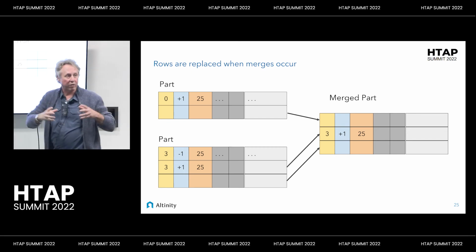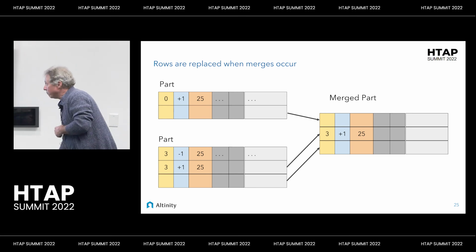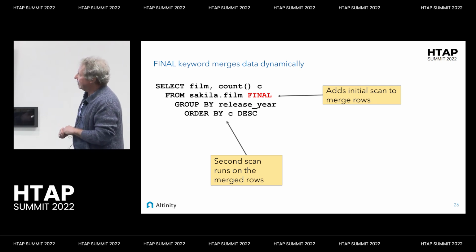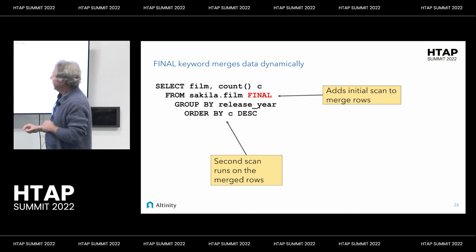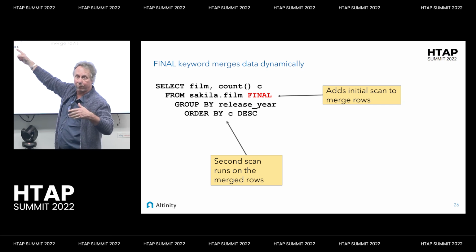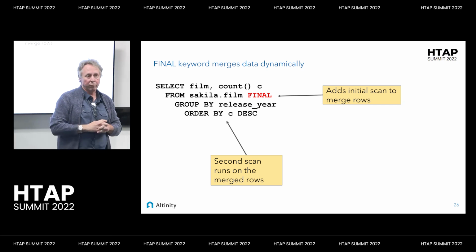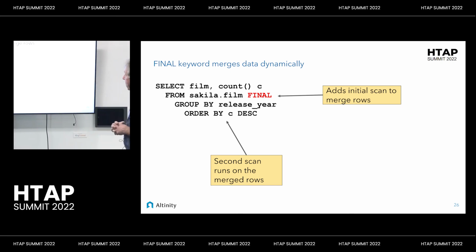So no extra cost to find out what's the state of the row. However, merges happen in the background, so they're not guaranteed to have happened. So we actually need a way of telling the query, hey, if there's anybody else who hasn't been merged, do the sort and make sure that we're getting the right value. And there's a keyword called FINAL, which we put in that does this.